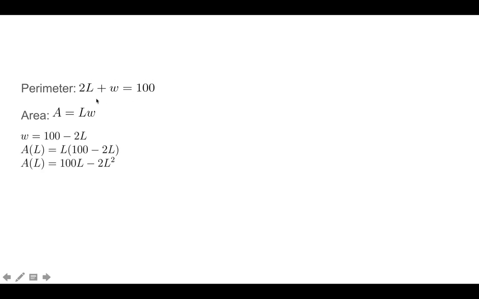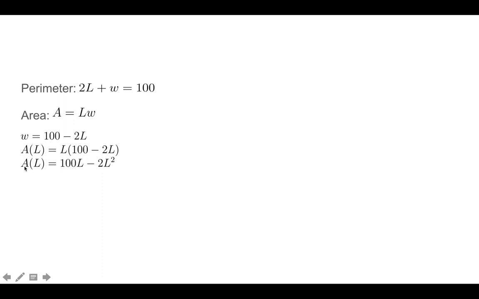Okay, so if perimeter is 2L plus W equals 100, I can solve that for W and get W is 100 minus 2L. Then I take that expression, 100 minus 2L, and plug it in right here to this W. So area, this is not multiplication here, this is function notation. Area as a function of length is length times width, 100 minus 2L.